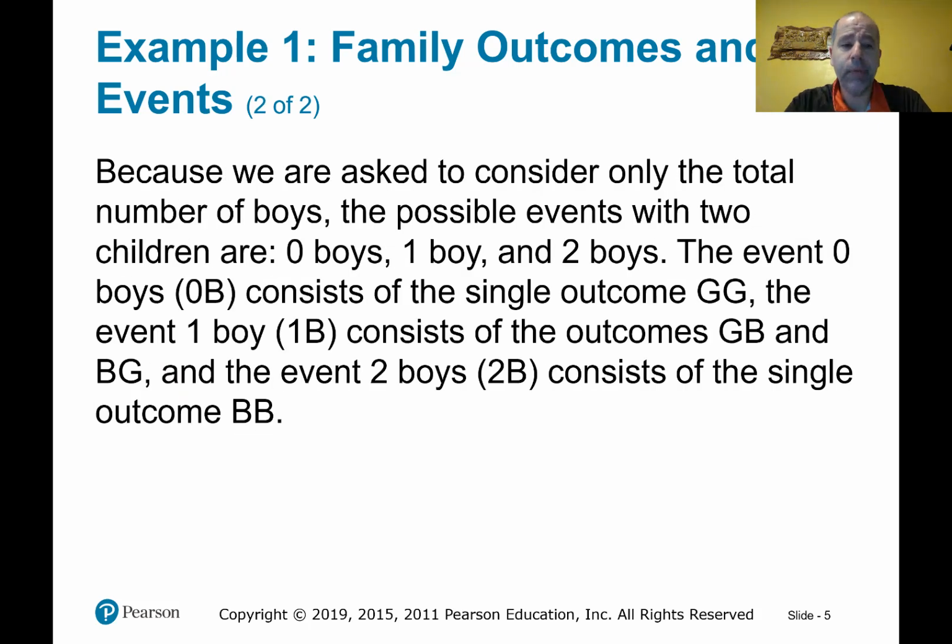Because we're asked to consider the total number of boys, the events that could occur are that we could either have zero boys, one boy, or two boys. So now here's the thing. For the event that we get zero boys, there's only one outcome that will give us no boys, and that's girl, girl. There are two outcomes that will give us one boy, and that's either we get a boy on the first birth followed by a girl, or we get a girl followed by a boy. And then for the event that we get both boys, there's only one outcome that will give us that.